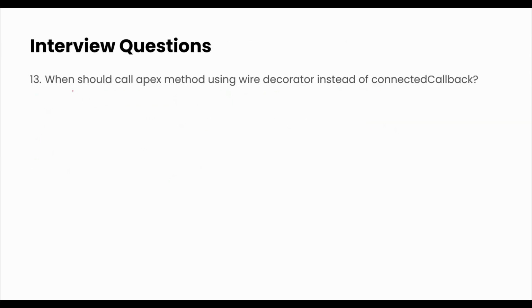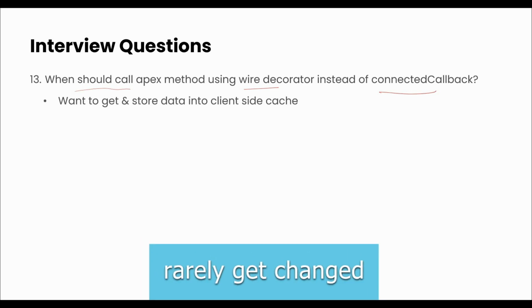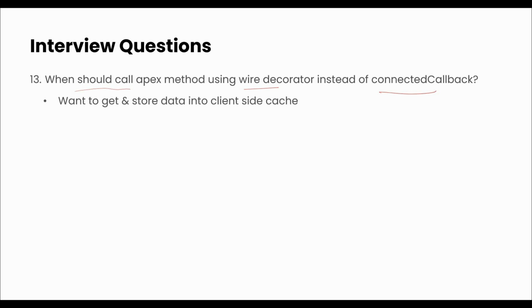Next we have: when should we call an apex method using the wire decorator instead of connectedCallback? Alright, the wire service helps us to call an apex method and store the response in the browser cache. So if you are going to read data that doesn't really get changed, then instead of calling the apex method using the imperative approach, we should call it using wire. The response will get stored in cache, and for subsequent requests, no server call is required. I mean, the client will not call the server again and again for the same data. That request will be fulfilled from the client side cache itself.